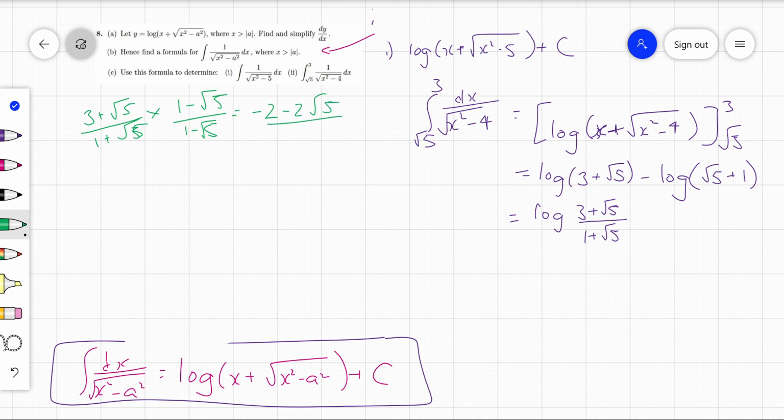At the bottom, we've got difference of 2 squares, so we've got 1 minus 5. So really, here we've got minus 4 on the bottom. So I can actually divide both top and bottom by negative 2. I get 1 plus root 5 over 2. So this actually, if I simplify it, is log of 1 plus root 5 on 2. There we go.